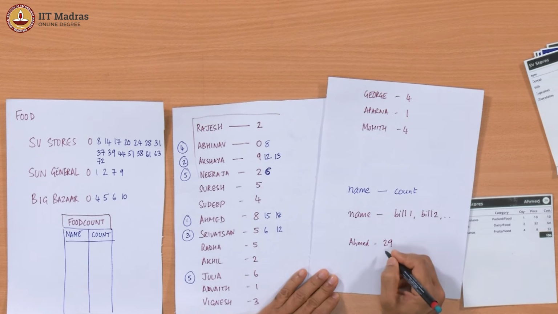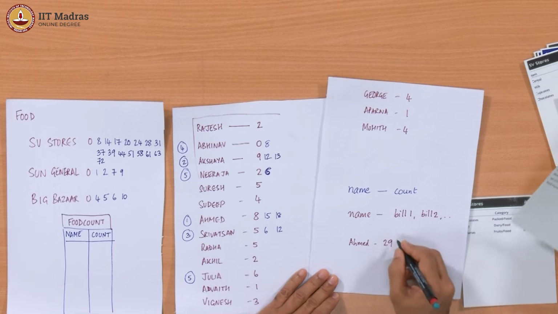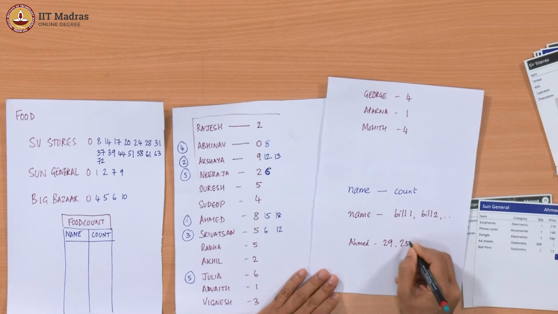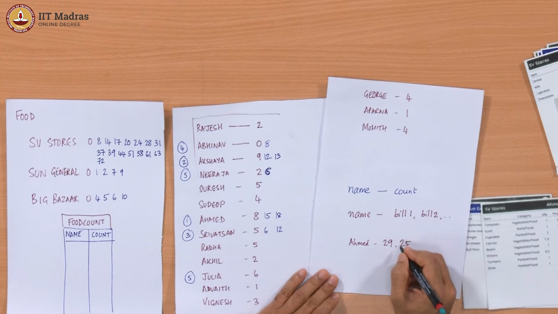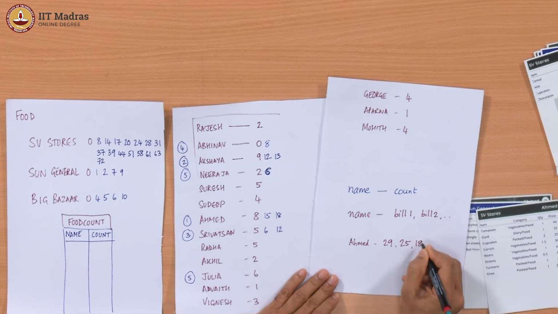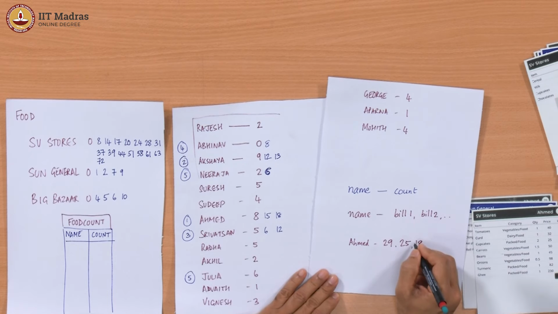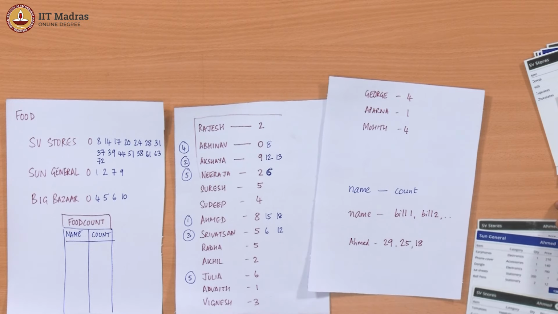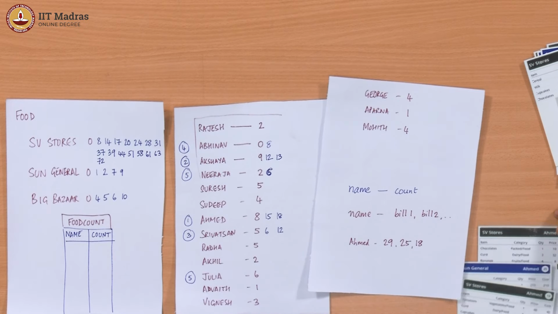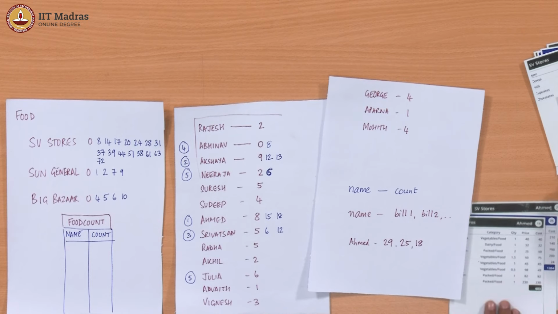Neeraja, Vignesh, Advait, Julia, Akhil, Radha, Srivatsan, Ahmed. Okay, this is one more. 25. Okay. 18. Okay. Akshaya, Suresh, Neeraja, Akshaya, Abhinav, Rajesh. So these are the 3 bills of Ahmed.